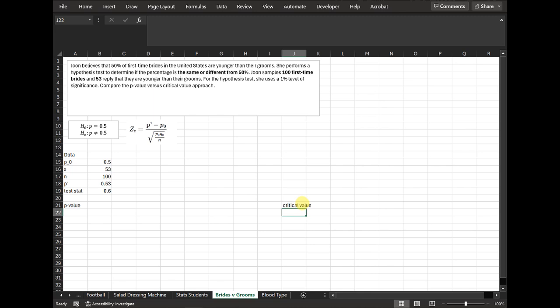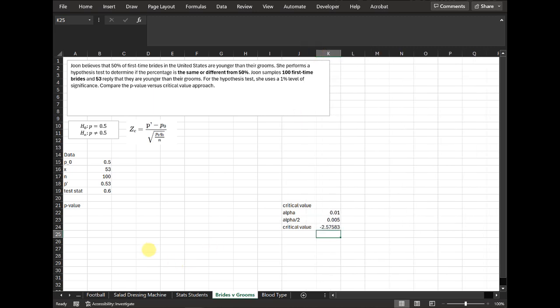Well, for p-value, I can go ahead and draw the graph associated with this, but for critical value, I have a little bit more work to do. For the critical value, I need to know what my alpha is. In this case, I'm told that Joon is using a 1% level of significance, so that's going to be my alpha. But this is a two-tailed test, so I need to take that alpha and divide it by 2. And then from there, I can find my critical values. So I'll use the norm.s.inverse function. And here will be my critical value on each side of my normal distribution.